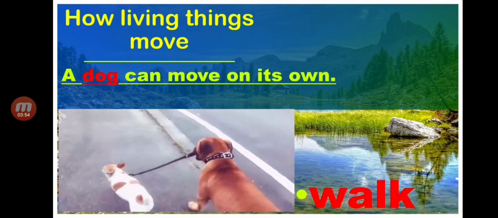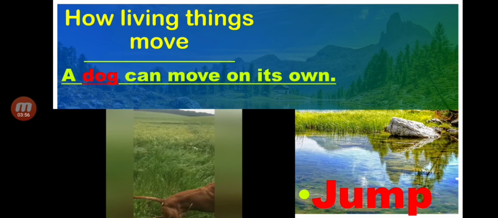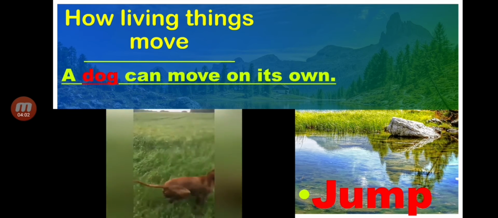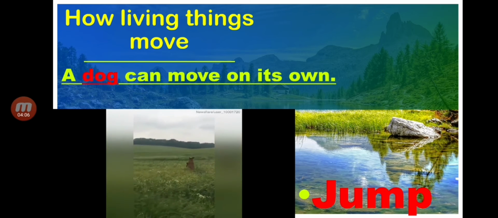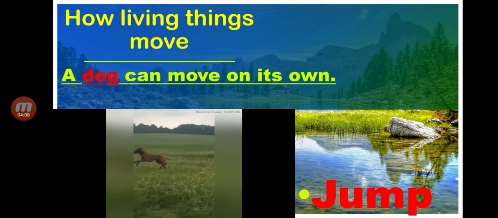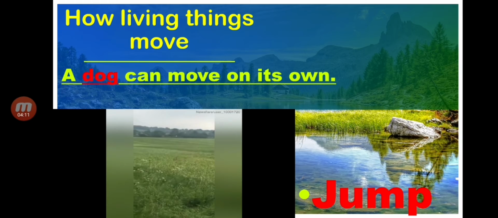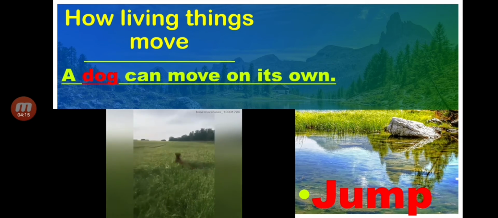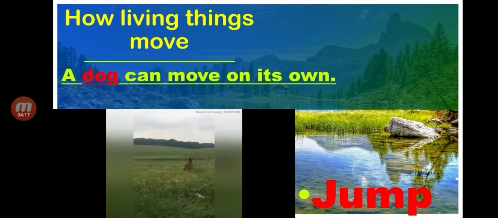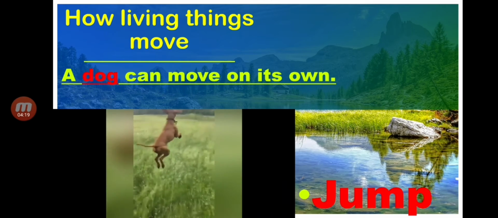Now, let's proceed to the next. A dog can move on its own by jump or jumping. Look at this. Oh, this dog is so happy. It's jumping, jumping, and jumping. Okay, so that is how a dog moves on its own. The next one.